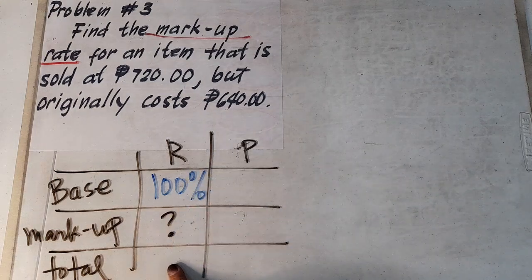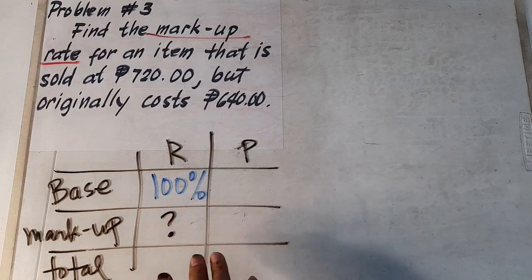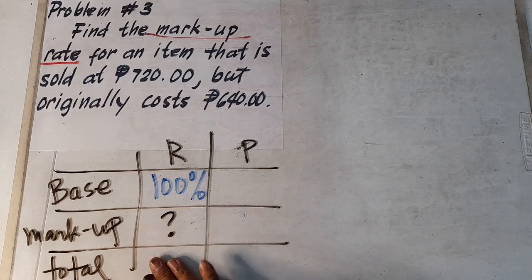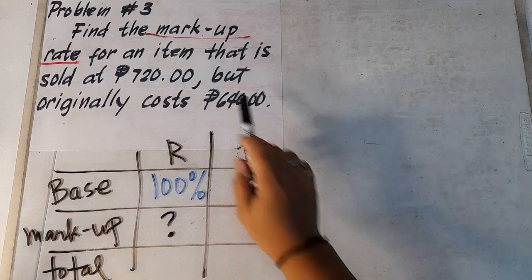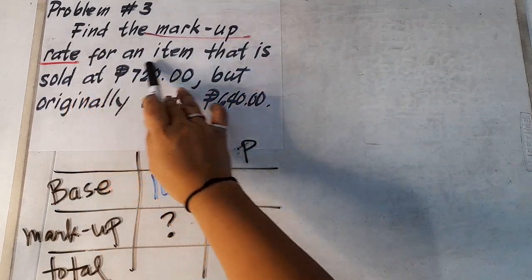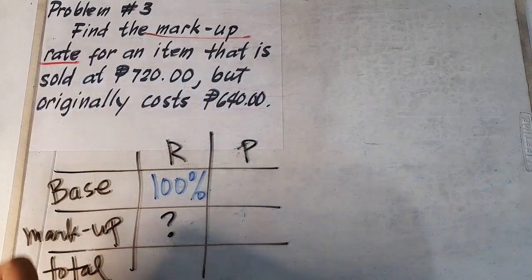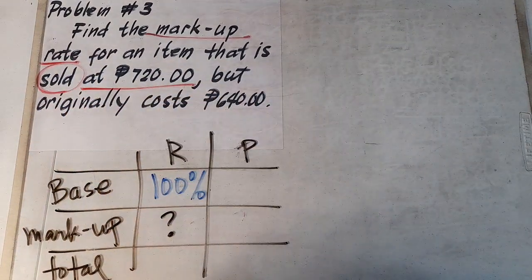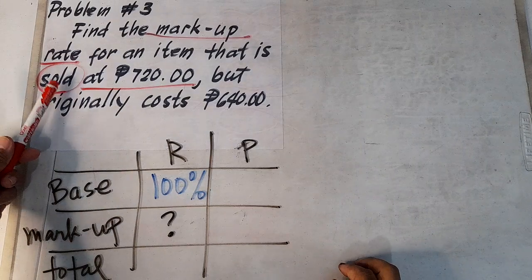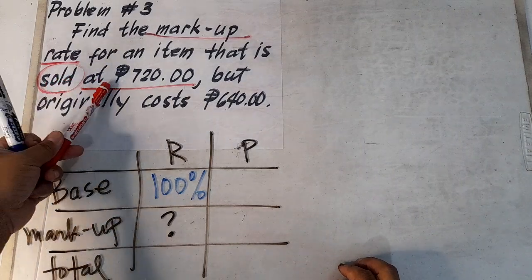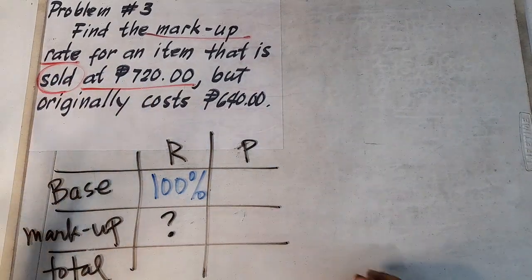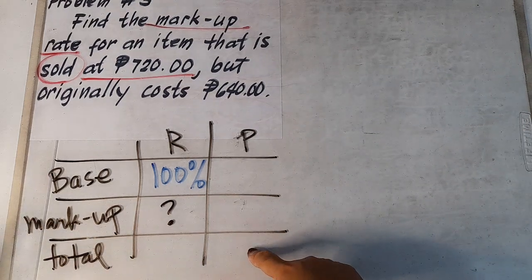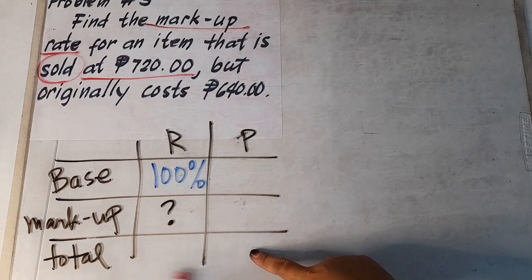Masosolve ba natin yan vertically? Siyempre, hindi. Hindi natin yan masosolve kasi merong missing dyan. So, for now, leave it at that. Next, find the markup rate for an item that is sold at 720 pesos. So, anong usapan natin? Pag ginamit yung sold na salita at may presyong kasunod, it's the selling price. At saan natin inilalagay ang selling price? Doon sa total.